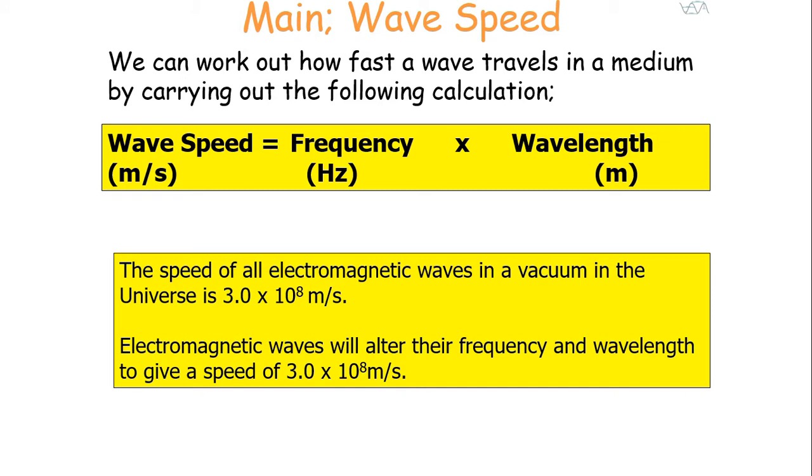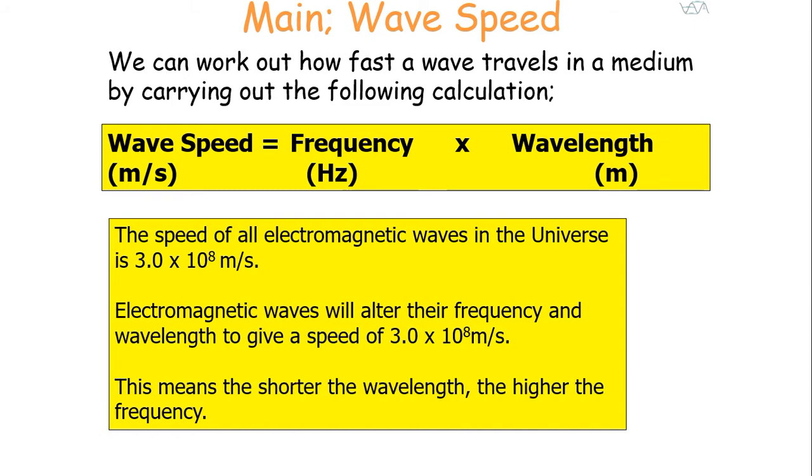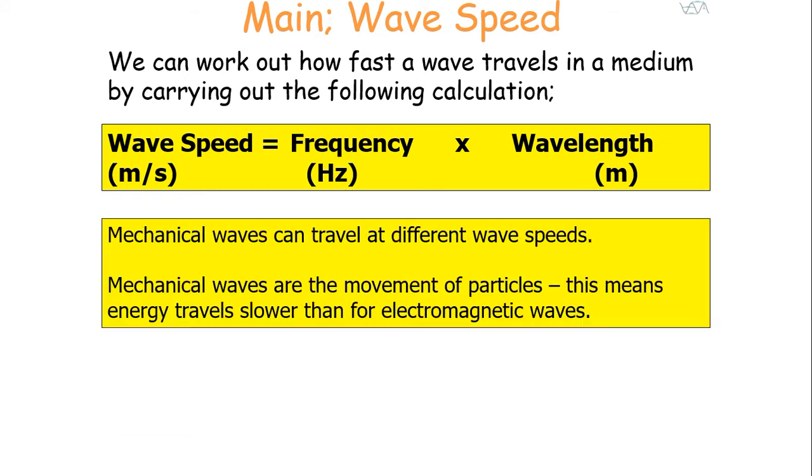Now, electromagnetic waves will alter their frequency and their wavelength to give a speed of 3 times 10 to the 8 meters per second. So what this means is the higher the wavelength, the lower the frequency, to get the two numbers to times together to equal wave speed, and also the shorter the wavelength, the higher the frequency, to times together to equal 3.0 times 10 to the 8 meters per second.